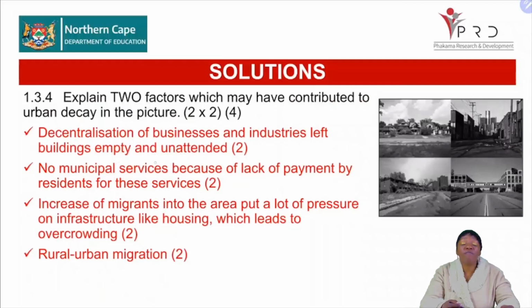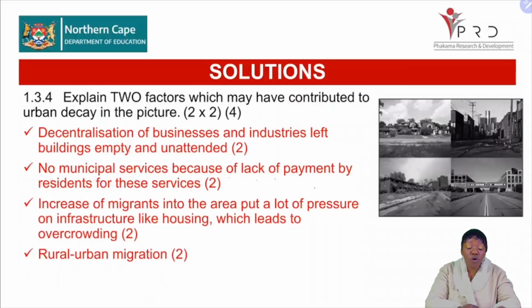So therefore, if the businesses are moving away, the people also might be interested to move with them because they need employment and they don't want to travel a long distance. So as they move, they're going to leave these buildings unattended. No municipal services because of lack of payment. Remember, the statement was saying explain. Hence, we did not just say decentralization, because you haven't explained what decentralization will contribute in terms of the urban decay. Then we're looking at our second point.